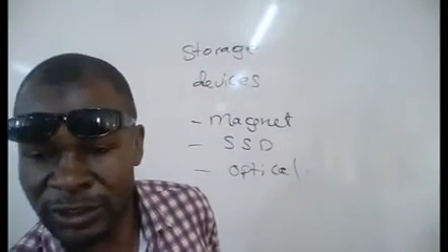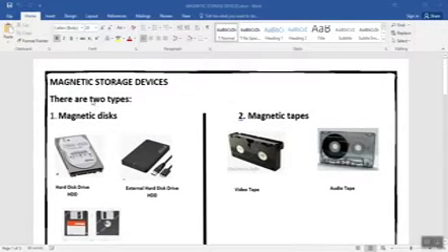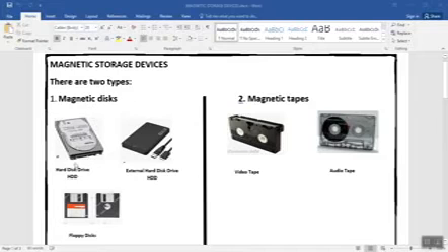On magnetic devices, let me show you something. Magnetic storage devices, we've got two categories as well. There are magnetic disks and magnetic tapes. By the way, magnetic storage devices use magnetic properties to store data on these devices. And some examples of magnetic disks are the one showing here, the hard disk, external hard disk, and the floppy disk. Then we've got magnetic tapes.